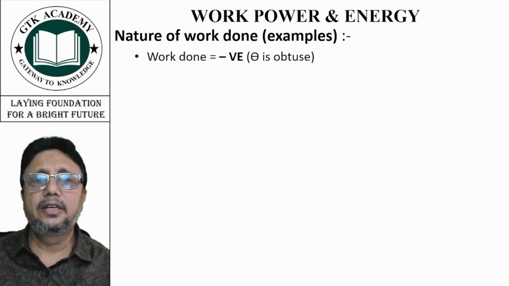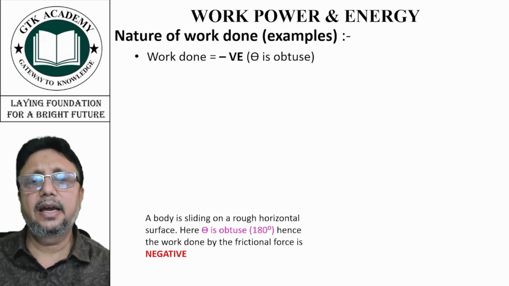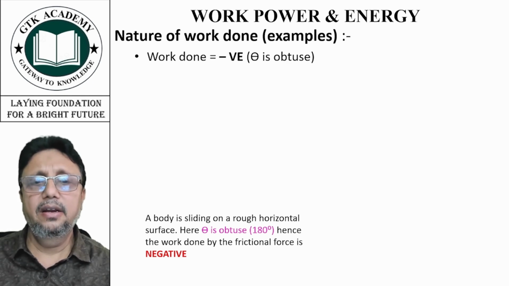When is the work done negative? When theta is obtuse. It may be anything greater than 90 till 180. Now, for example, a body is sliding on a rough horizontal surface. Here, theta is obtuse, 180 degree. Hence, the work done by frictional force is negative.